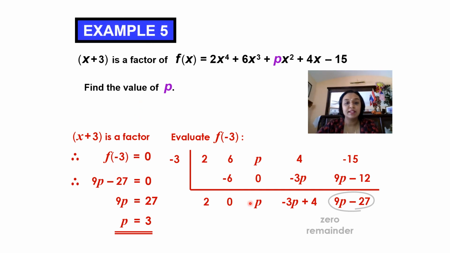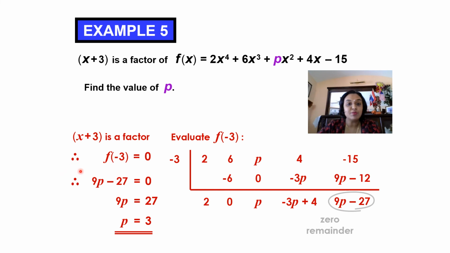Okay, now let's look at the next example. x plus 3 is a factor of this polynomial function. Find the value of p. So we can simply do this by doing the loom diagram. So since x plus 3 is a factor, when you substitute negative 3, it should equal 0. So this is using the remainder theorem. When we substitute a factor, the remainder has to be a 0.